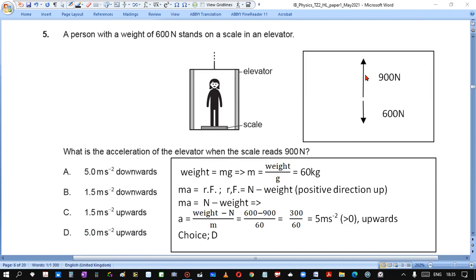So the elevator accelerates upwards. To find how much it accelerates, we use the second law of Newton, mass times acceleration equals resultant force. Resultant force, we take positive direction up, so the reaction minus weight. So we rewrite the formula for acceleration, normal reaction minus weight over mass. So we get 5 meters per second squared, positive, upwards, so choice D.